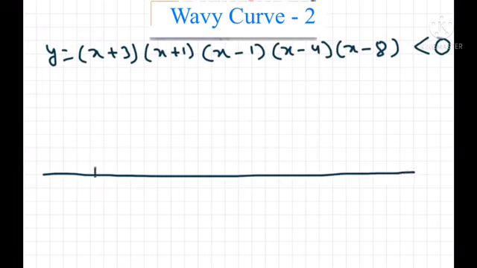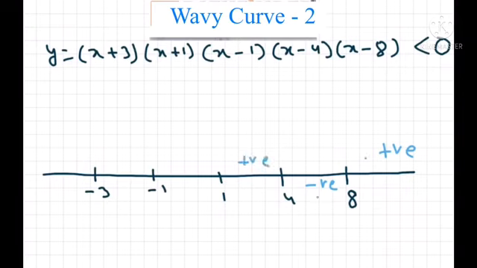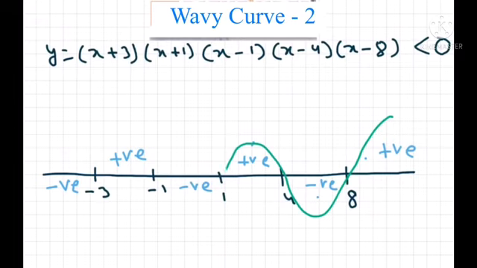This is your x-axis. See the points: minus 3 here, minus 1, 1, 4, 8. Now the sign scheme. At the rightmost part it must be positive. Then it is negative here, then positive here. It will change the sign alternately: positive to negative, negative to positive, positive to negative, negative to positive, positive to negative. So if you plot the graph now, positive means above the x-axis, so the graph is something like this.